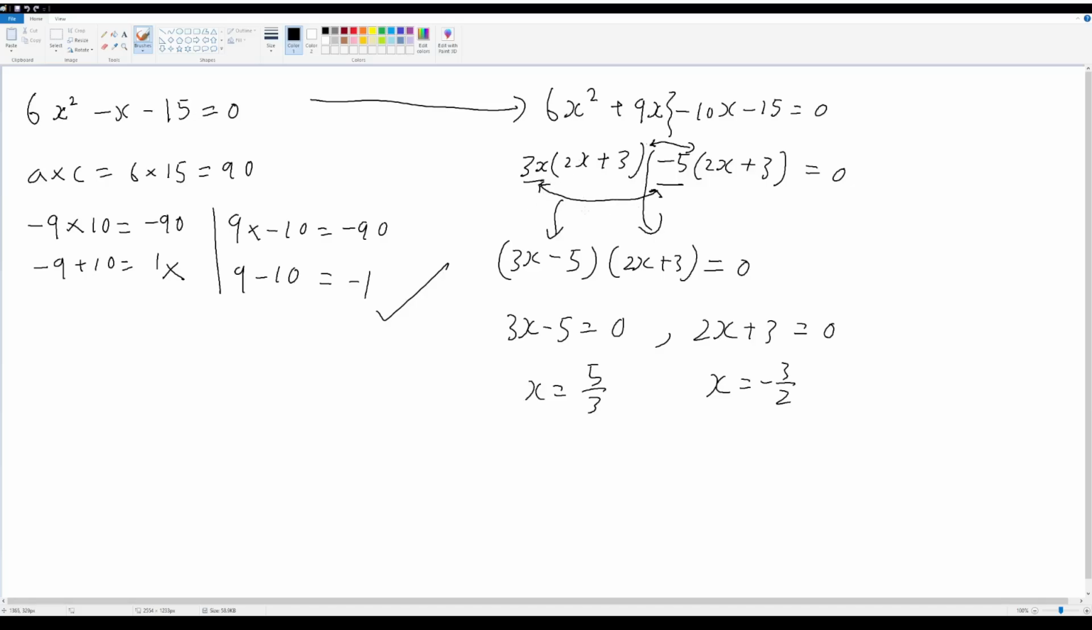So here, when we factor again from the bracket and outside of the bracket, we get 3x minus 5 and 2x plus 3. And then you can find out what the value of x is. As you can see, the method works, but it requires a specific condition. So if you're unsure, just use the formula.